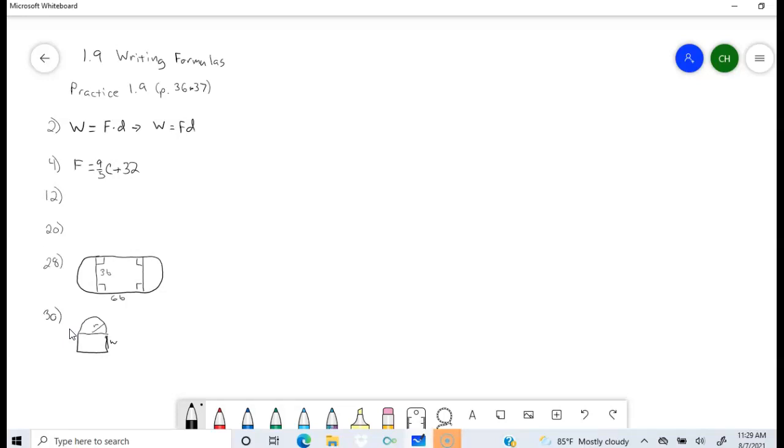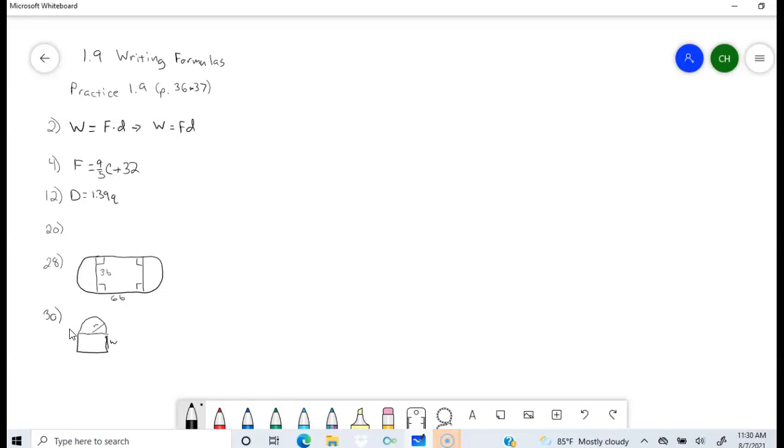Number 12, the cost D in dollars for a quart of milk is equal to the product, multiplication, of 1.39 times the number of quarts purchased. So we're going to have the cost D in dollars for a quart of milk is equal to the product of 1.39 times the number of quarts Q. And that's it.